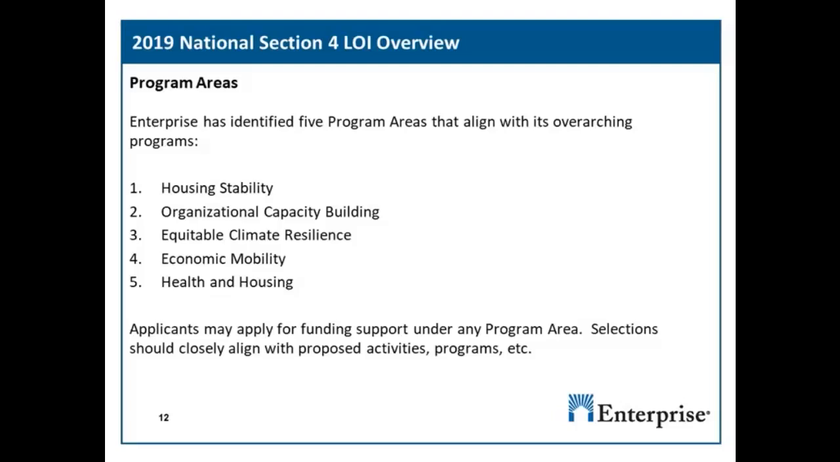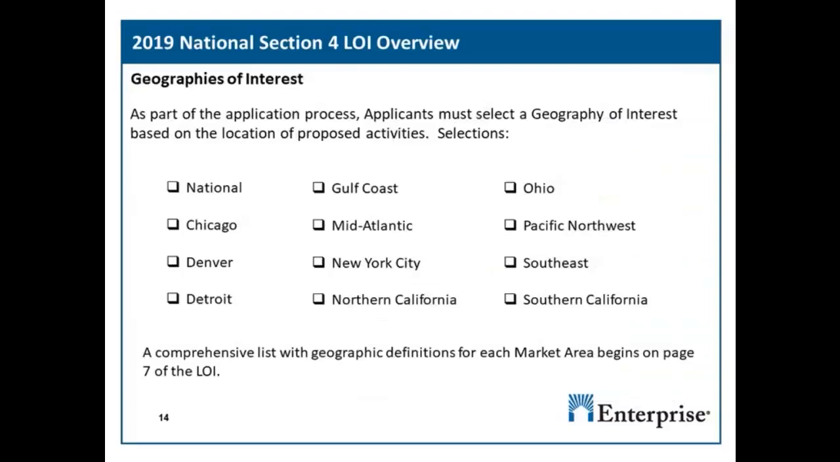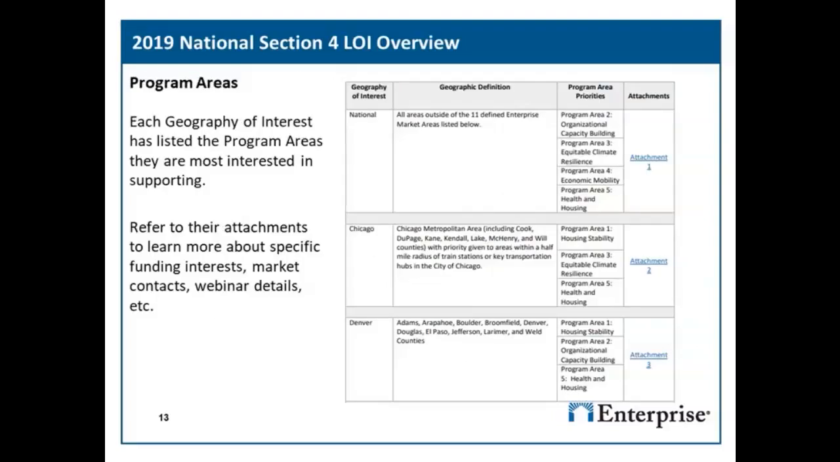Depending on where you're located in the country, each region, or what we're calling geography of interest, has specific kinds of activities that they may have prioritized. So what you see on this slide is a chart or a table that's listed on page 7 of the LOI. So what you'll want to do is find your project location, then see what the program areas are prioritized, and then the attachment that gives more details to it. So these attachments, they're labeled 1 through 12, and they start on page 14.